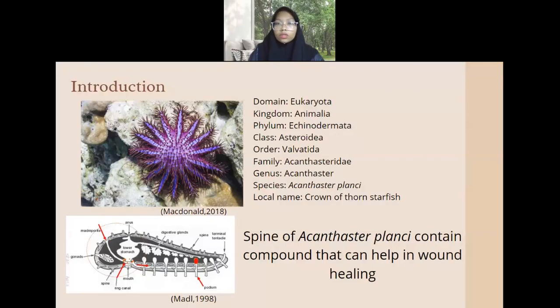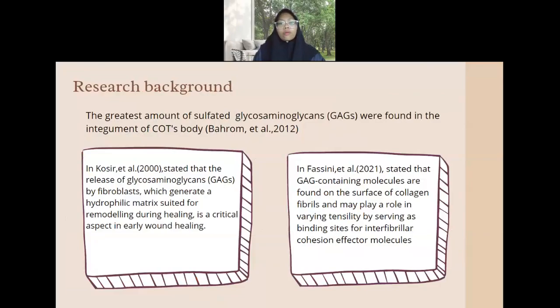It comes from domain Eukaryota, kingdom Animalia, phylum Echinodermata, class Asteroidea, order Valvatida, family Acanthasteridae, and genus Acanthaster. The crown-of-thorns starfish has spines that contain a compound that can help in wound healing, which is a glycosaminoglycan. From the research background, the greatest amount of sulfated glycosaminoglycans was found in the integument of the sea otter's body.